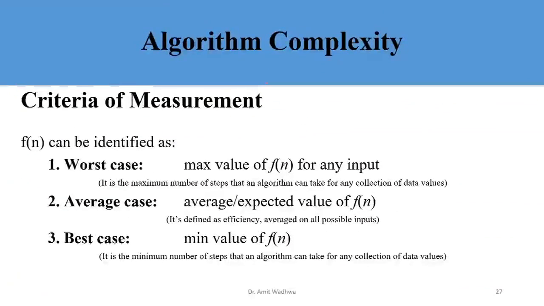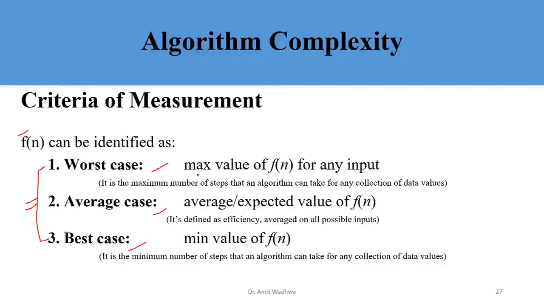Next is criteria of measurement, and a function can be defined based on these three things: worst case, average case and best case. These are basically the different situations under which an algorithm can be identified or represented by use of this function f(n). So worst case represents the worst case time complexity of an algorithm, average case represents average case time complexity, and best case represents best case time complexity of an algorithm.